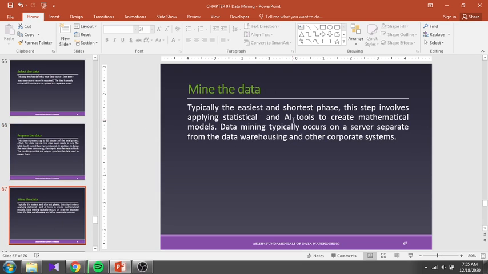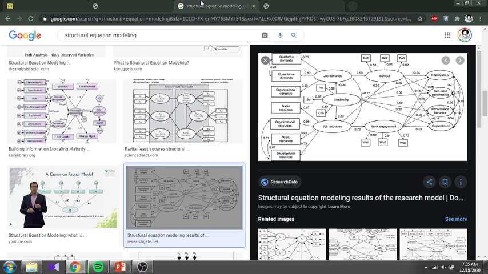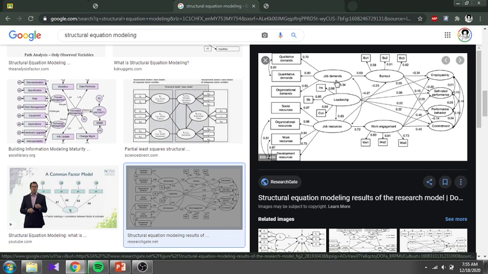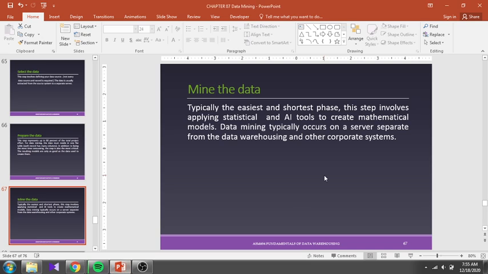On mine the data, typically the easiest and shortest step. This step involves applying statistical and AI tools, artificial intelligence tools, to create a mathematical model. Yes, as I showed you, structural equation model is a software you can just use. This number comes out when you key in your respondent results into this software. Okay, data mining typically occurs on a server separate from the data warehouse and other corporate systems. So we have another specific server for the data mining.